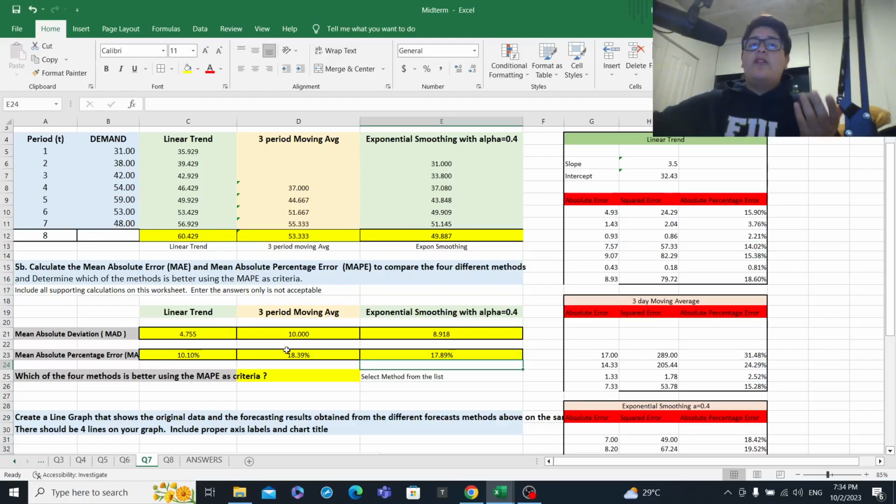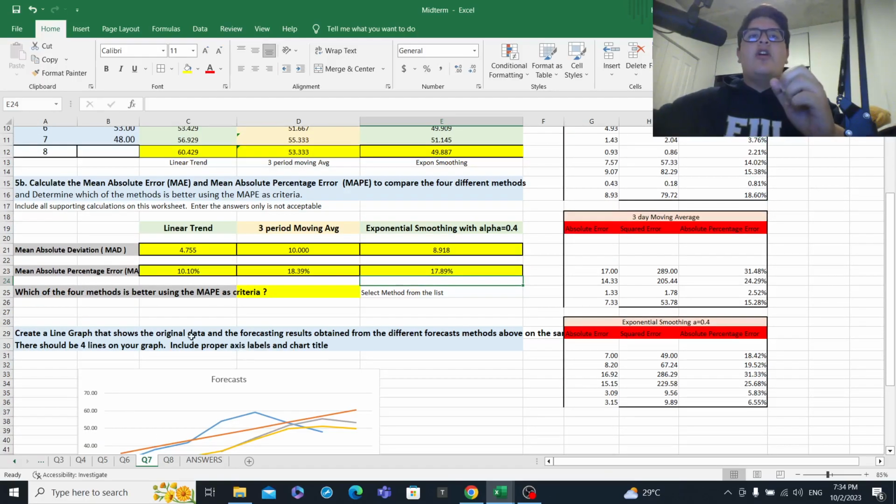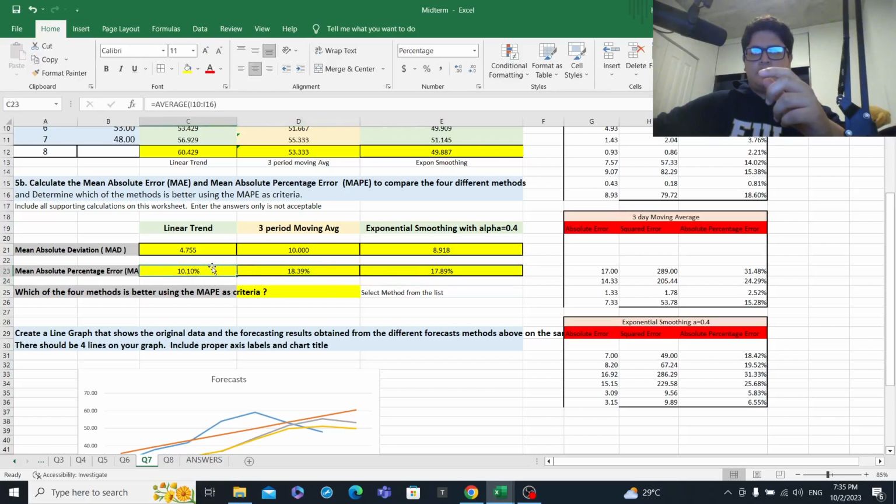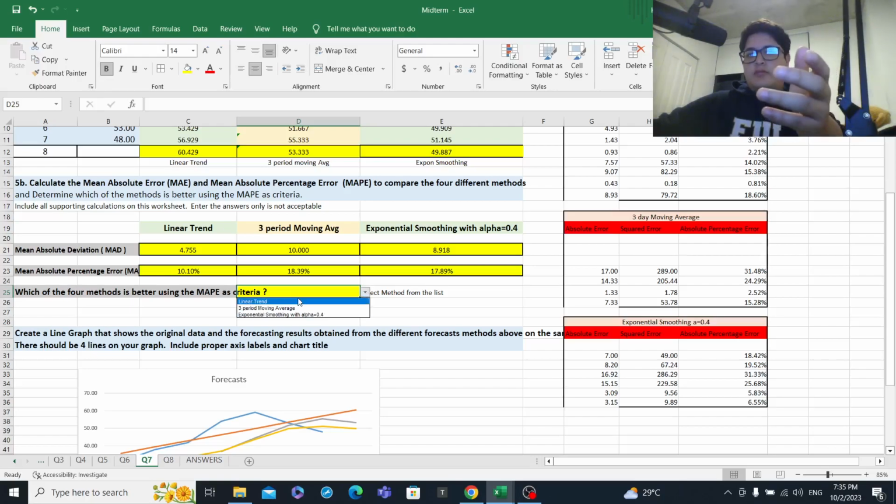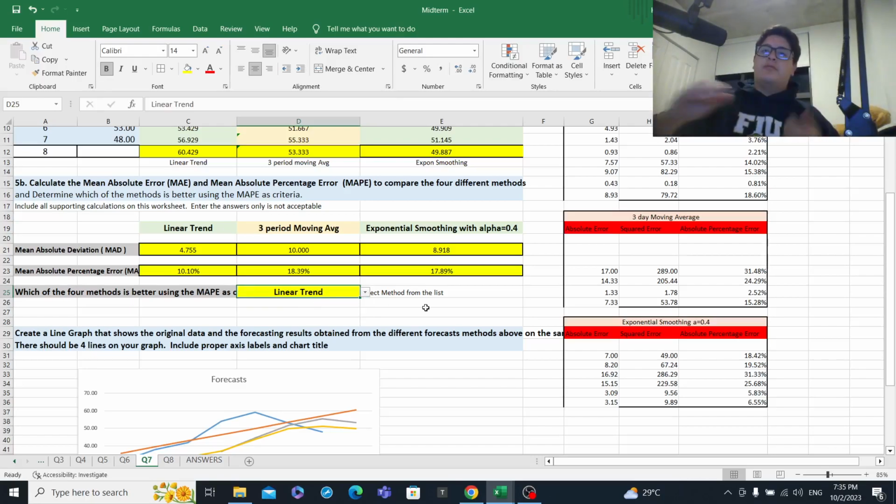And then what do we have to do? Which of the 4 methods is better using the MAPE as criteria? We can see here is the MAPE and we have our criteria. So what would we choose? The linear trend. Why? Because it is way smaller, and this means that it has less error.